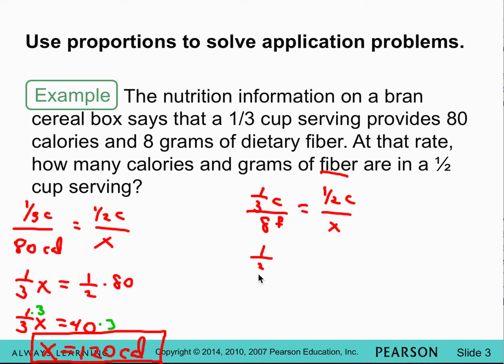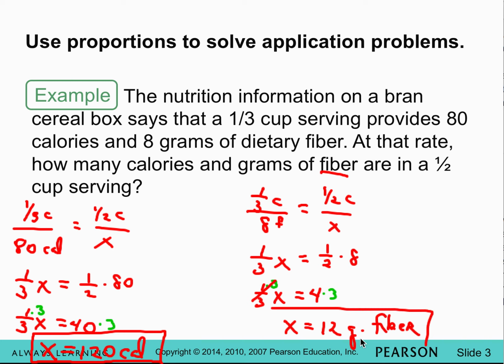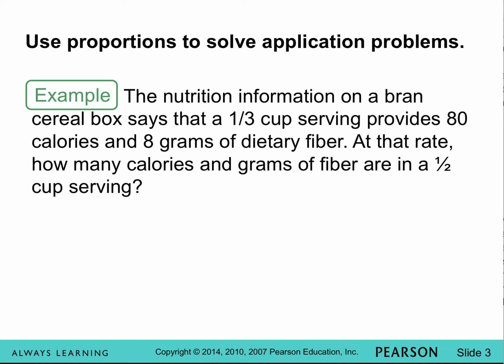So 1/3 x, cross multiply, this times this times this, equals half of 8. Well, half of 8 is 4. Getting rid of that fraction in my equation because I have an equal sign and only because of that, then I know that 1x is 12. So 12 grams fiber. All right, so that's using proportions to solve applications. Let me know if you need anything.